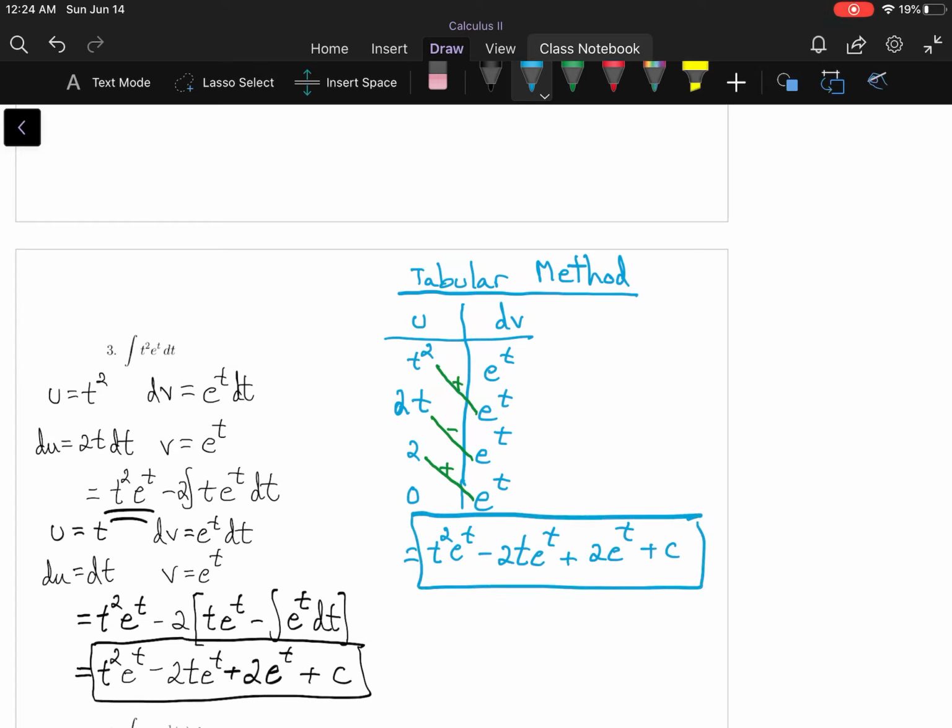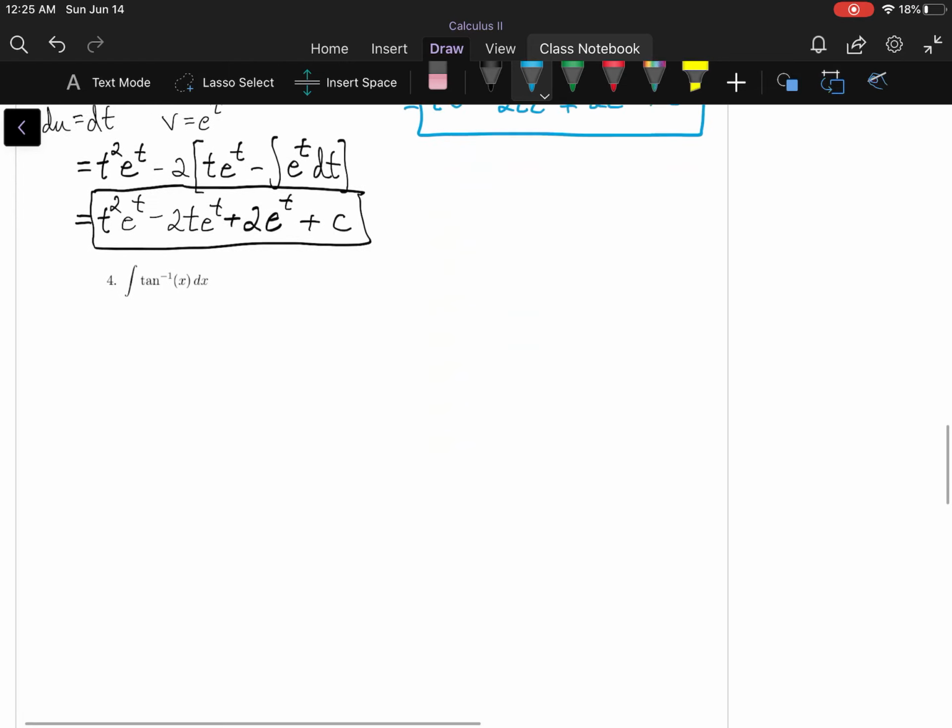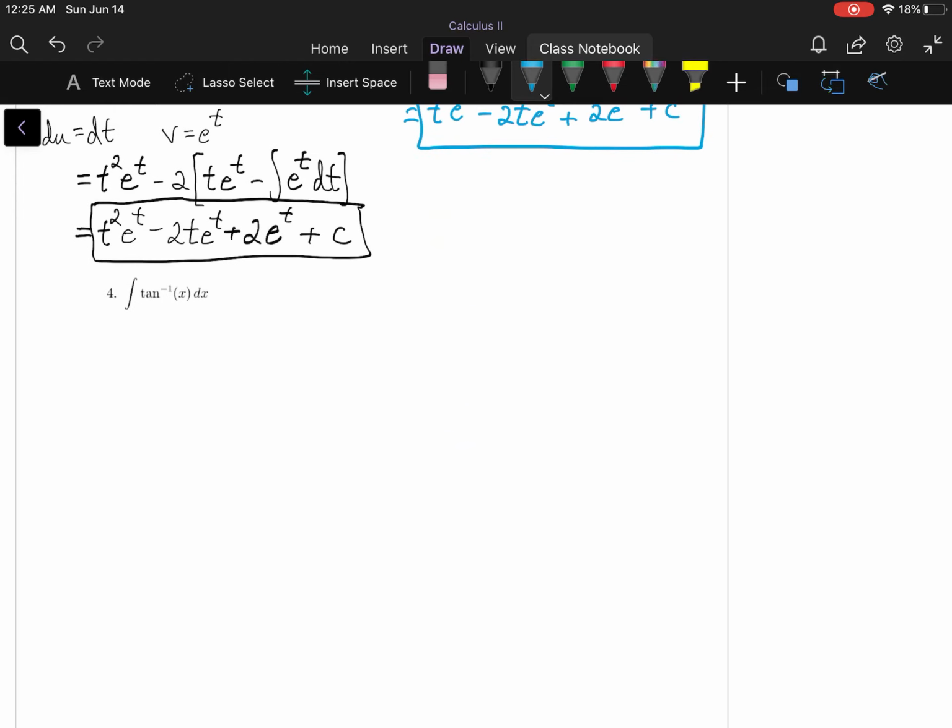And notice that this answer is exactly the same as what we got when we did the hardcore version of integration by parts. So this is very useful when you have a polynomial term whose derivative eventually goes to 0. It might be a little bit more confusing if you're doing it for, let's say, problem 2 that we just did. But it's a nice shortcut approach. Let's continue to problem 4 here.